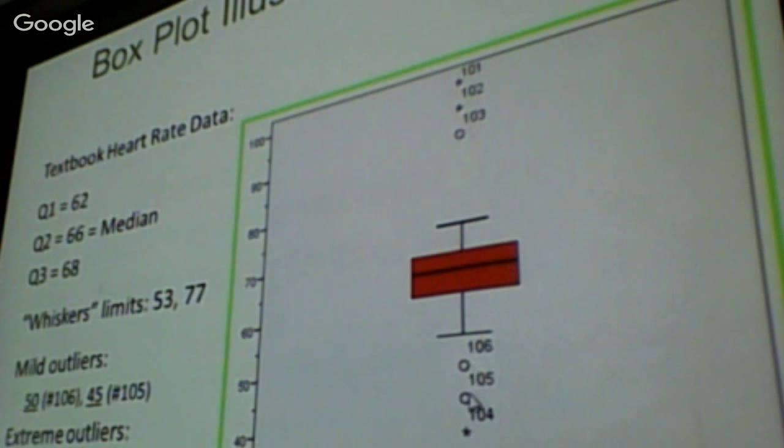So the circles are mild. They're between 1.5 and 3 IQRs, either below Q1 or above Q3. And the asterisk is an extreme outlier. It's above 3 IQRs, below Q1 or above Q3. Okay, and here's the listing of it all.